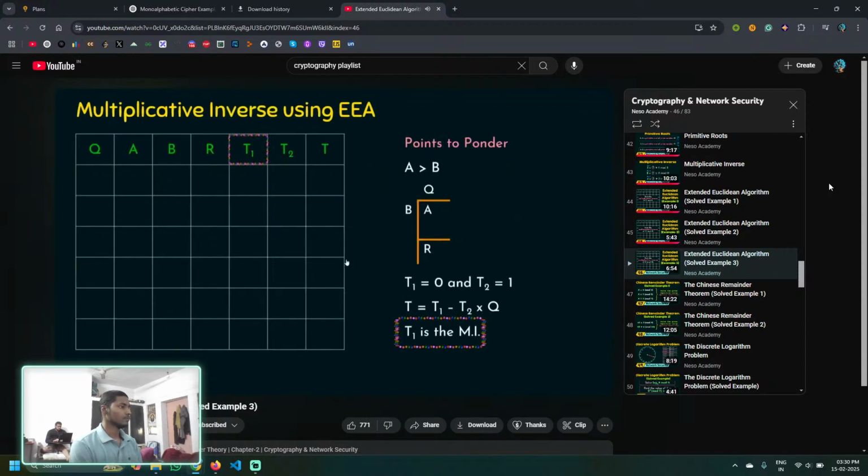We know very well how we are going to find the multiplicative inverse. Here we are going to apply the extended Euclidean algorithm. The algorithm goes like this. We have 7 columns. Q, A, B, R are the 4 columns we have in Euclid's algorithm, and we are going to have 3 more columns, T1, T2, and T. Obviously, we are going to find the multiplicative inverse under mod n, so we'll be having 2 numbers. The biggest number is placed in A and the smallest number is placed in B.